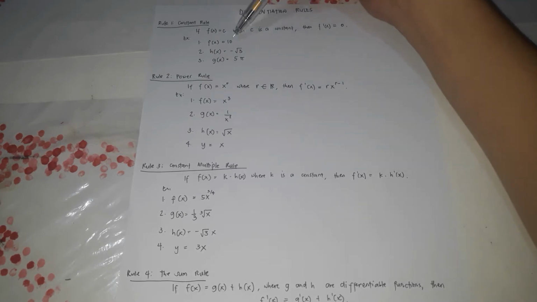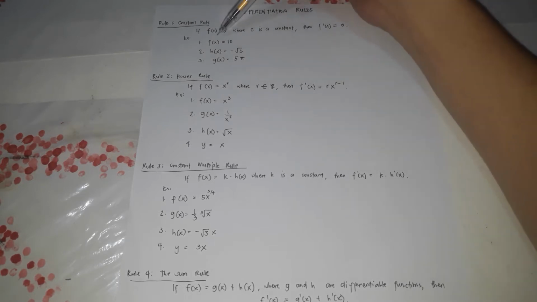We're going to talk now about the differentiation rules. Rule number 1 is called the constant rule, where if f of x is equal to c, where c is a constant, then f prime of x, or the derivative of f of x, is equal to 0. So if it is only a constant, then automatically the derivative is equal to 0.